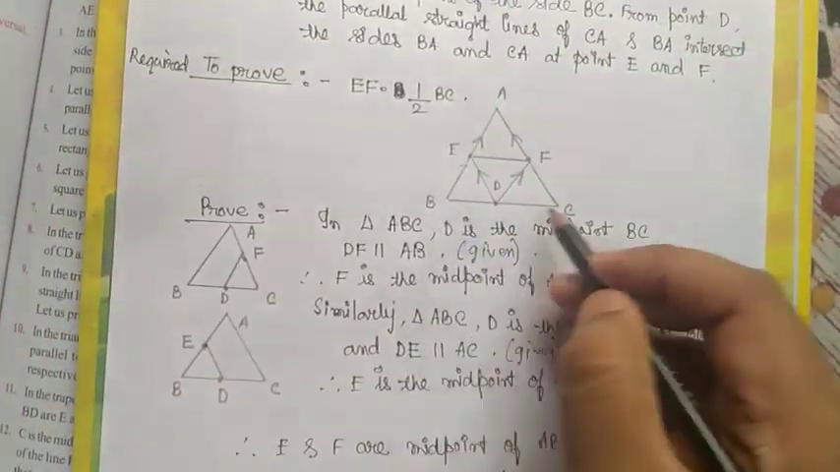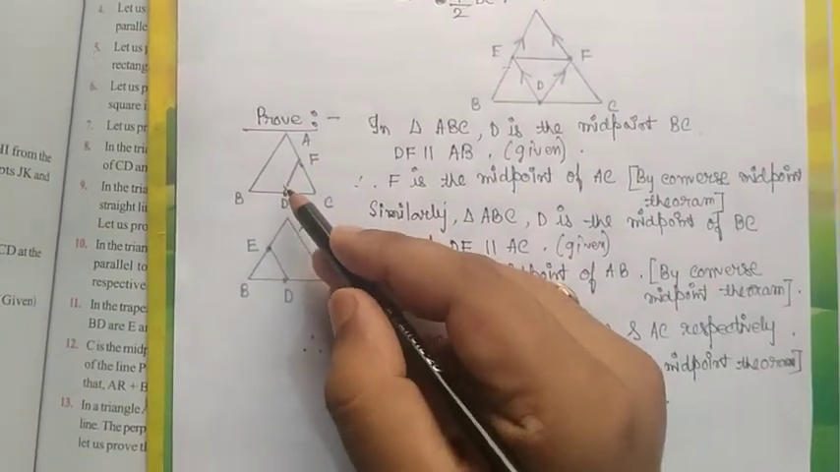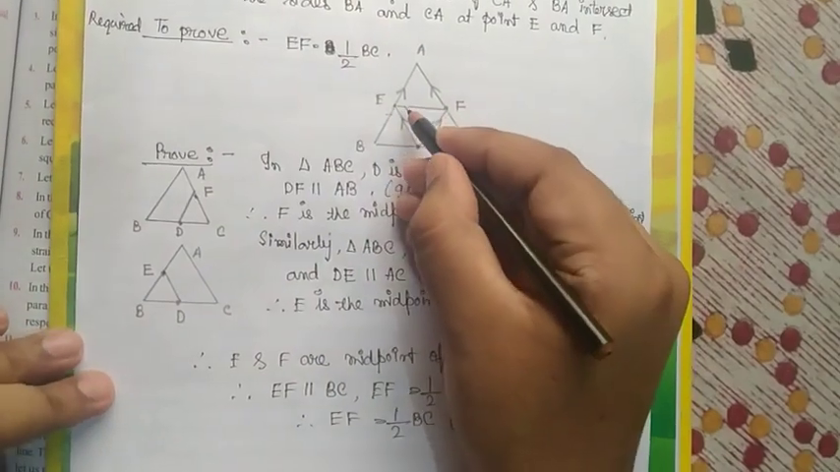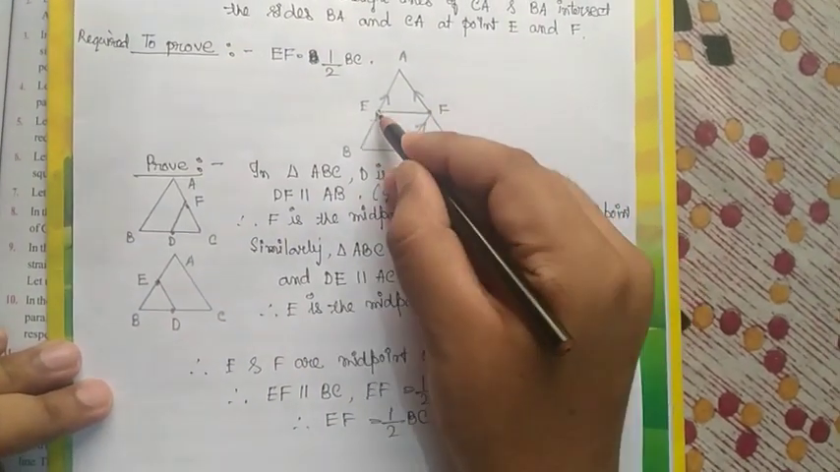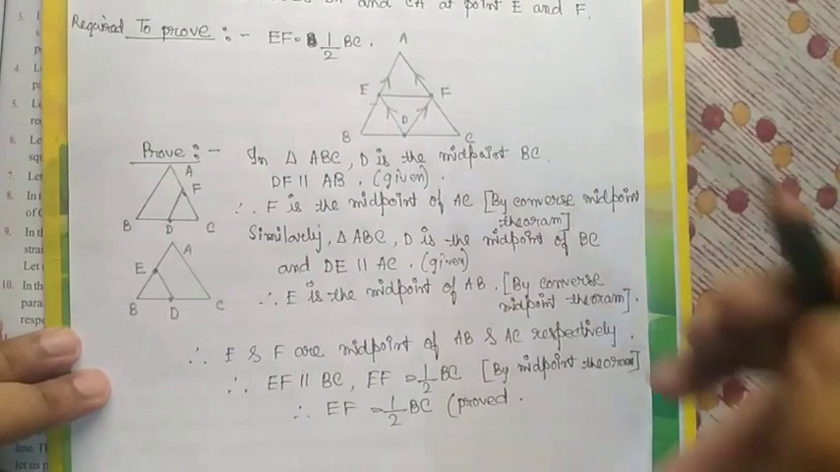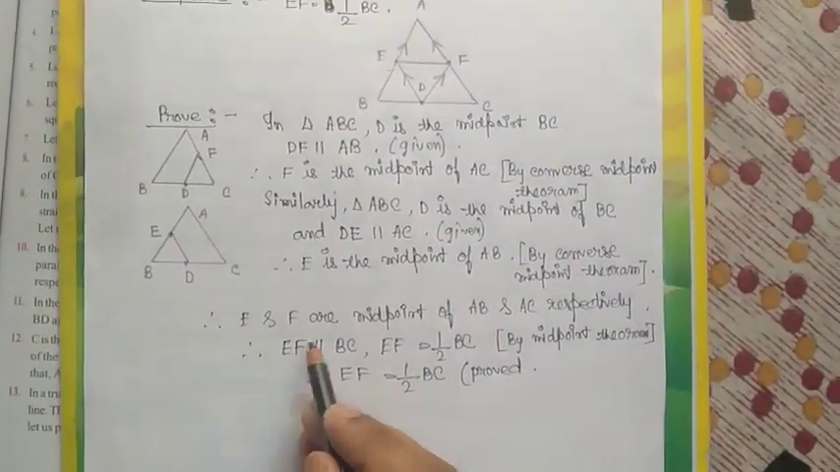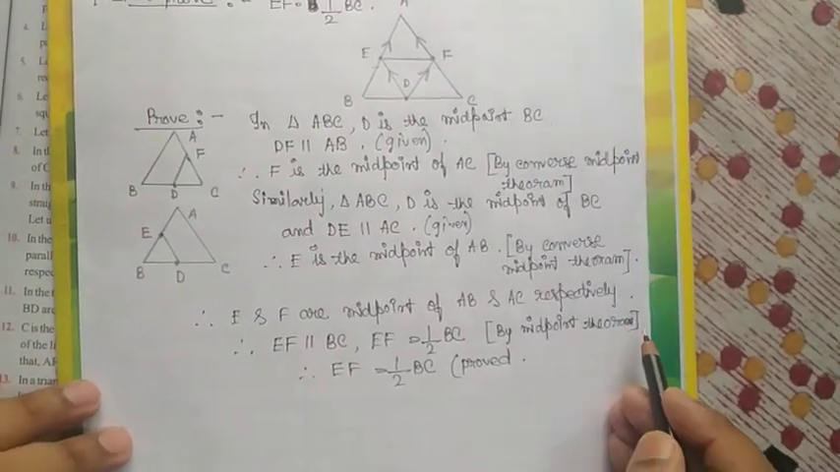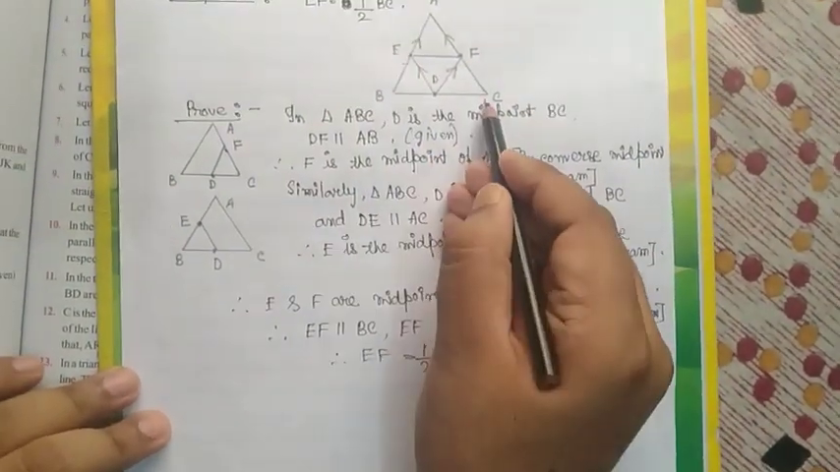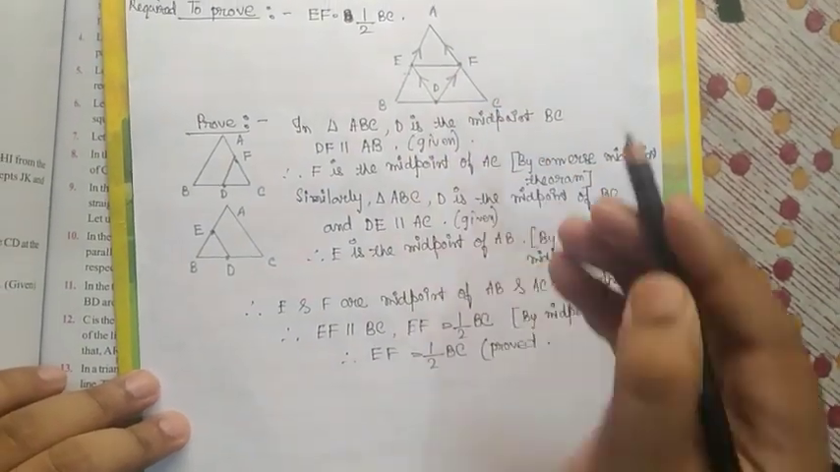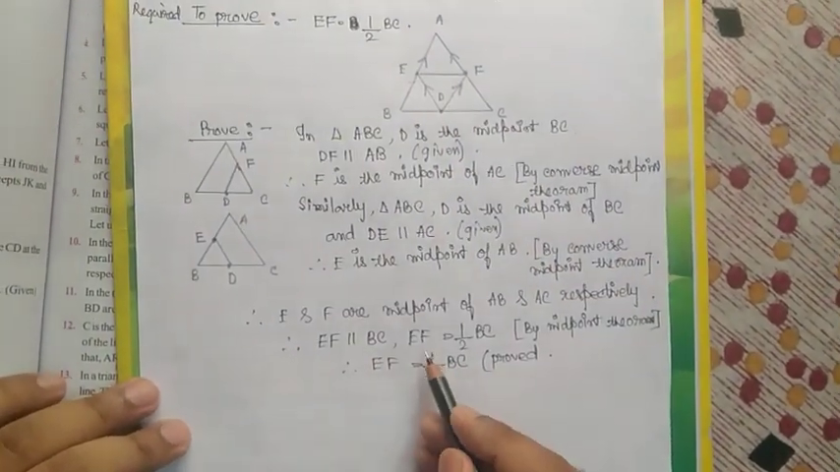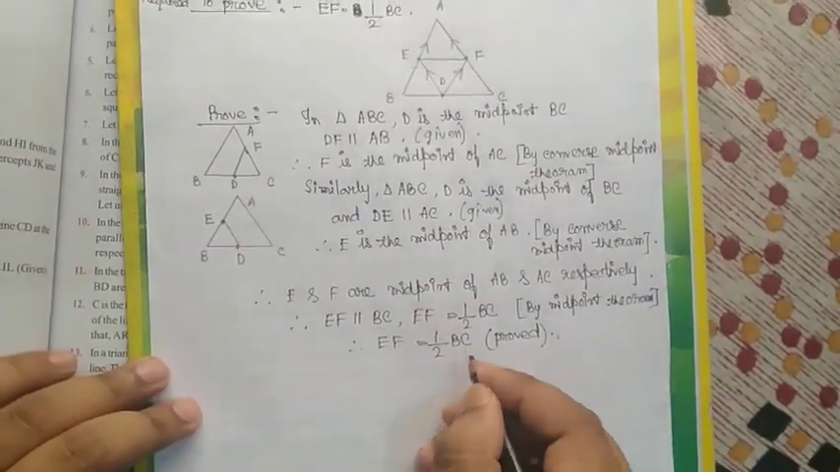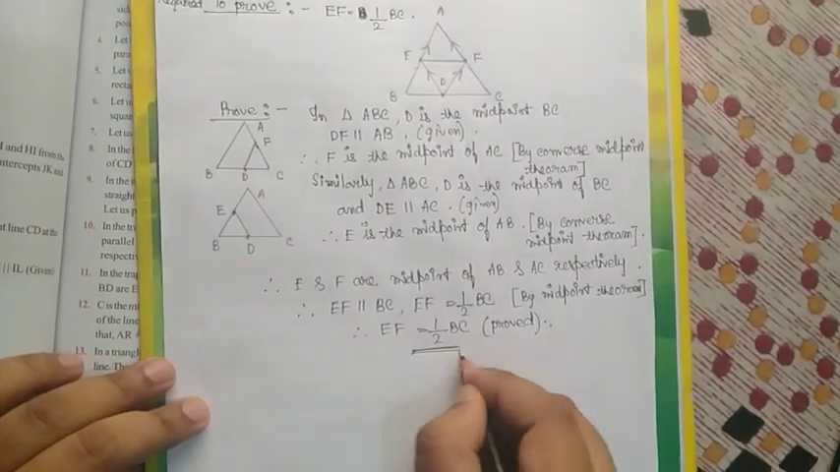Now look at this diagram. Both of these diagrams are a summation of this diagram. Now look at this diagram. Here we already proved that E and F are the midpoints of AB and AC. So therefore, if E and F are midpoints of AB and AC respectively, then by midpoint theorem, this one is parallel to this one and EF equal to half BC. So EF parallel to BC and EF equal to half BC by midpoint theorem. So EF equal to half BC, we have to prove that, and proved this one.